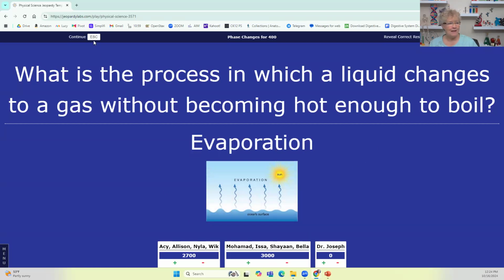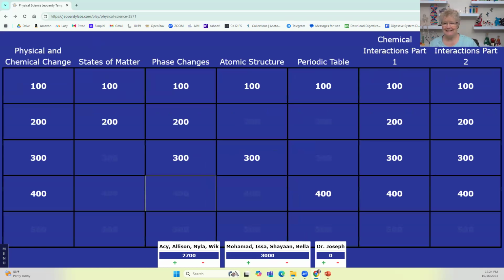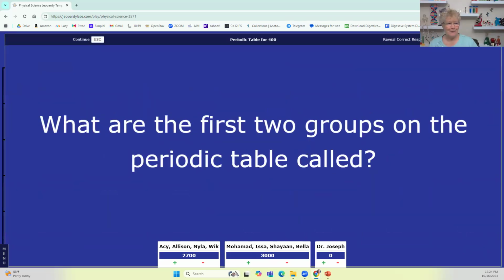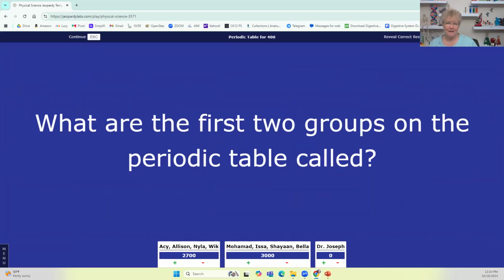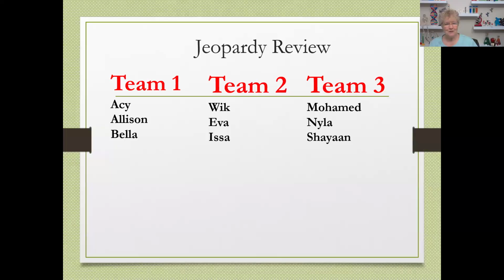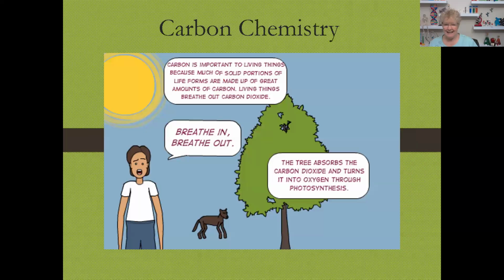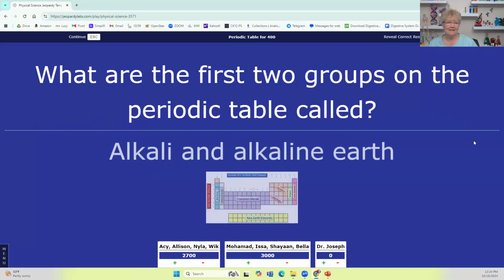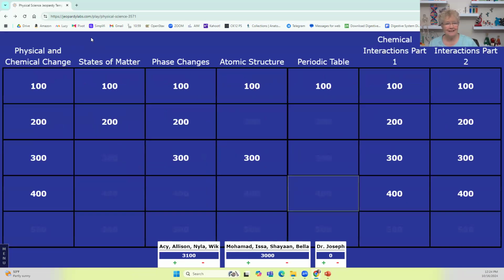All right, now Nyla was last, so now we have Wick. Okay, periodic table 400. What are the first two groups on the periodic table called? Alkali earth metals and alkaline metals. Very good. They are alkali and alkaline earth metals. The first one are the alkalis. The second are the alkaline earths. Very good. Really close score. I love this.